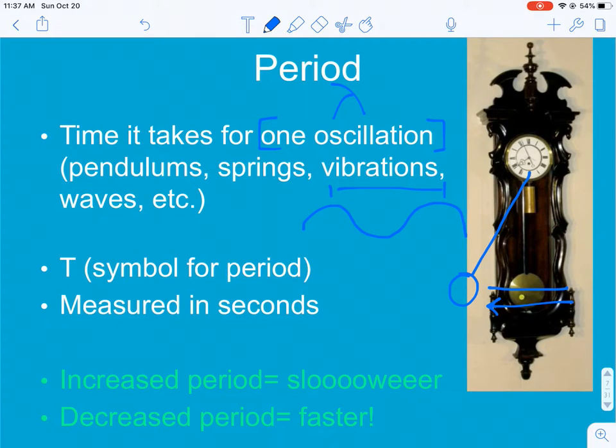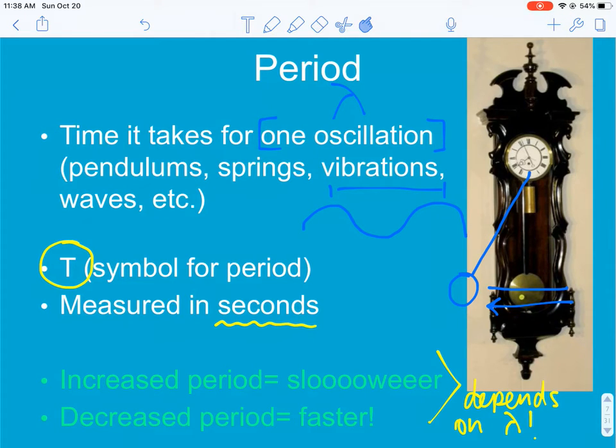Period, you might think would be P, but that's momentum. So period is capital T because it's related to time, but it's not lowercase because it's not just any time. It's measured in seconds. So if you have an increased period, like 100 seconds or something, that's a very slow wave, most likely, depending on what the wavelength is. A decreased period is in general going to be a faster wave, but again, it depends on the wavelength or the distance that it's traveling to is kind of a way to think about that.